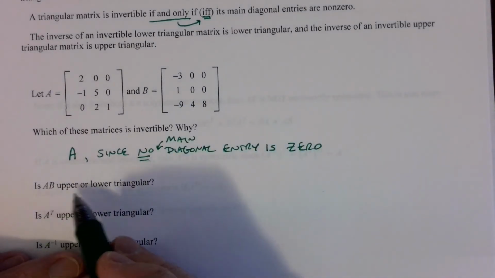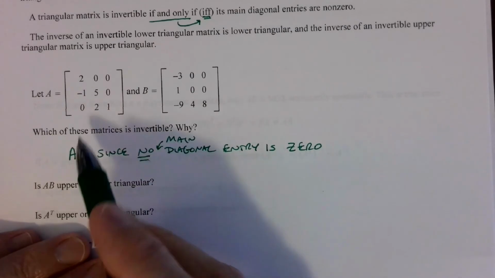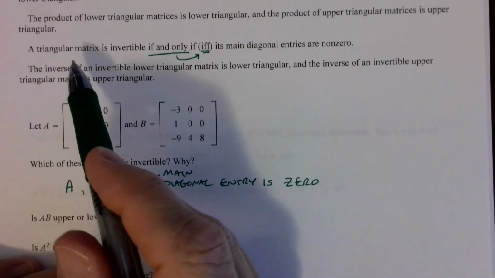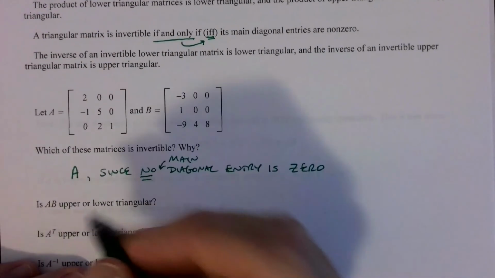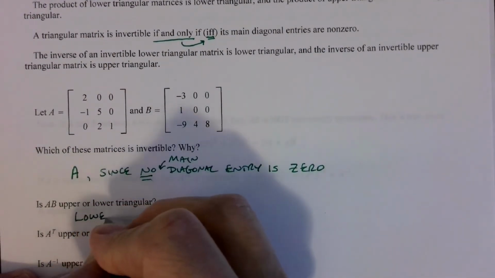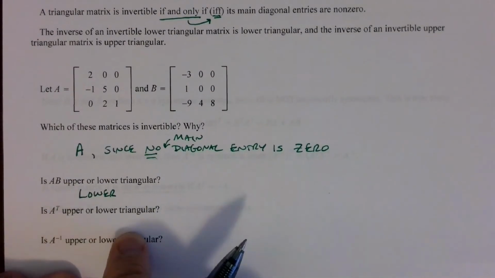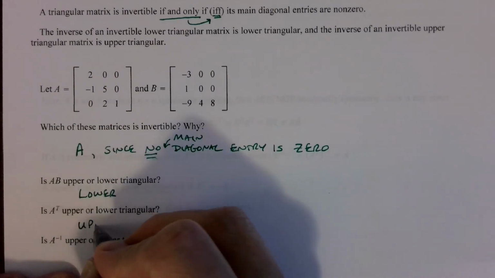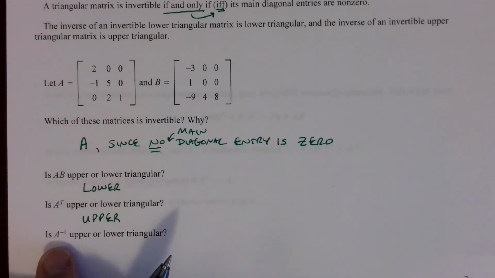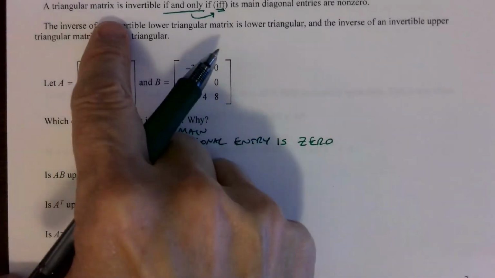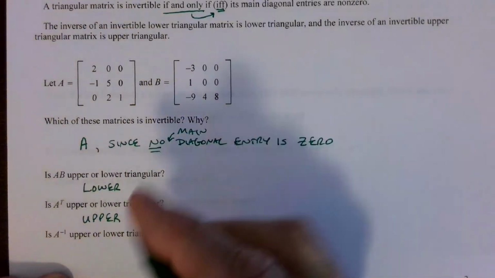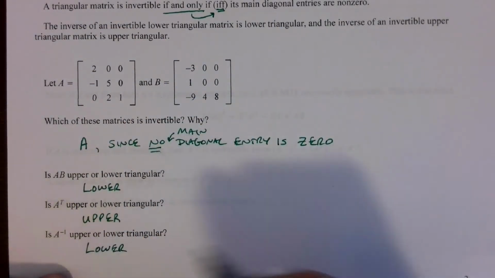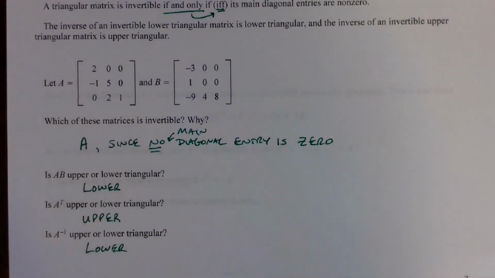Is the product AB upper or lower triangular? Well, since A and B are both lower triangular, we just talked about this up here. The product of lower triangular matrices is lower triangular. So this will be lower triangular. Is A transpose upper or lower triangular? Since A is lower, its transpose will be indeed upper. We talked about that. And we know A is invertible. Is A inverse upper or lower triangular? Inverse of an invertible lower triangular matrix is lower triangular. Okay. So these are easy facts. You can prove it, it's pretty clear, but just think about some examples and you can see that's the case.